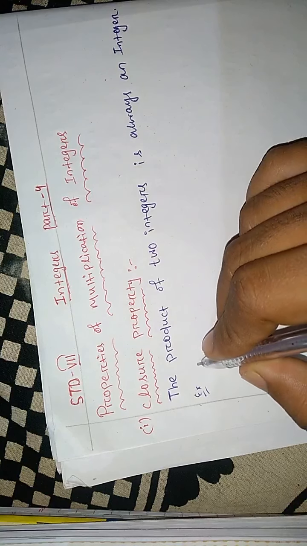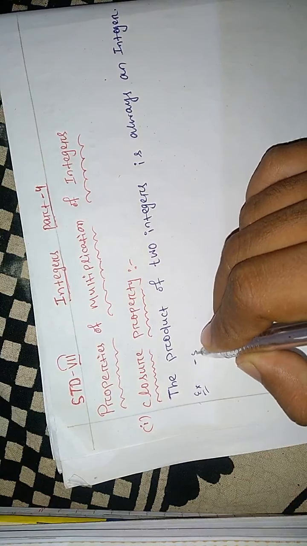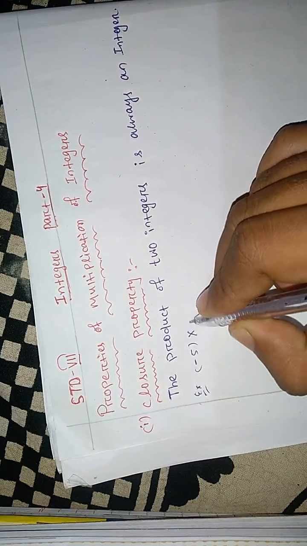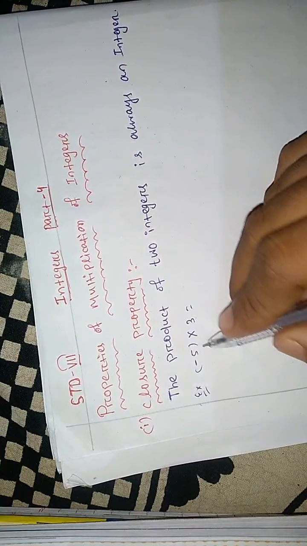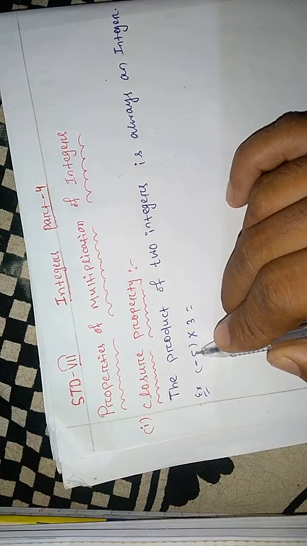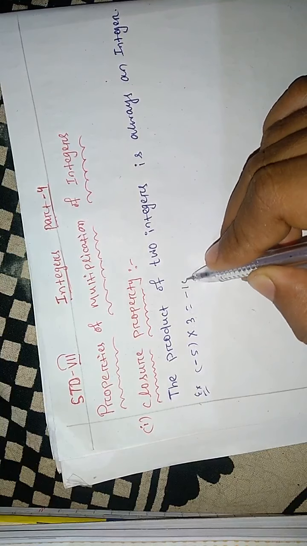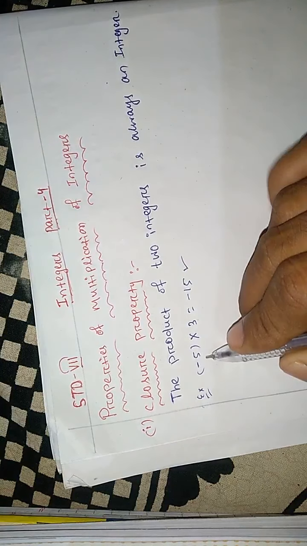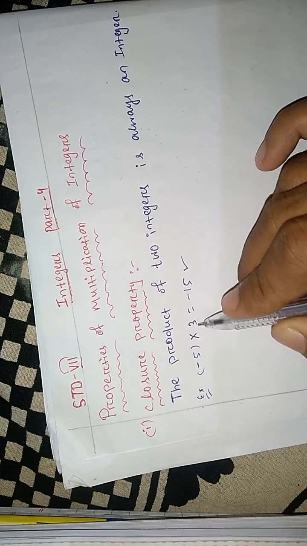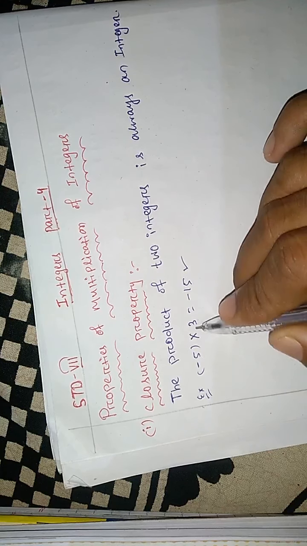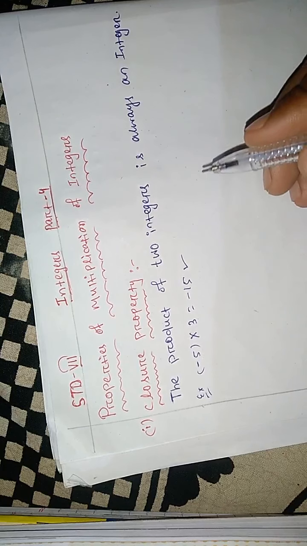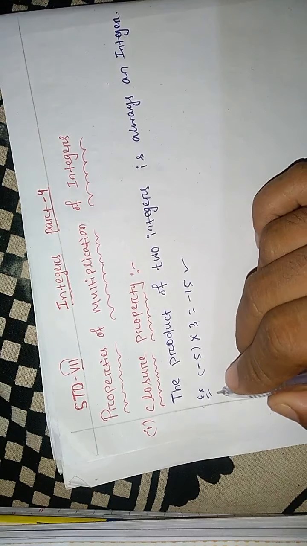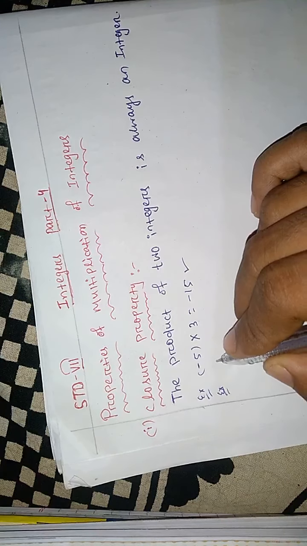For example, suppose I have taken two integers, one is -5 and another one is 3. So let's find out the product. -5 into 3 is -15, and -15 is also an integer. Here -5 is an integer and 3 is an integer, so its product -5 into 3, -15, is also an integer.